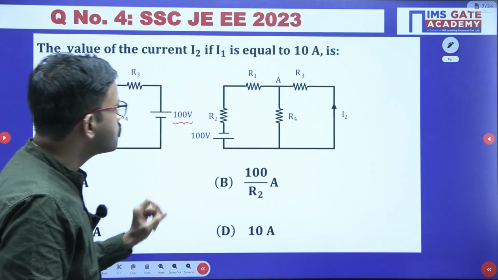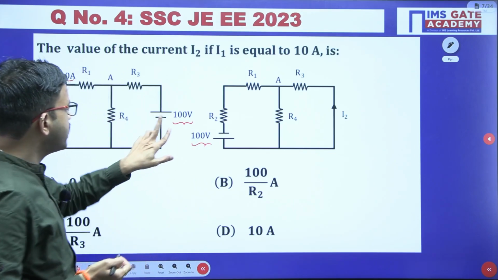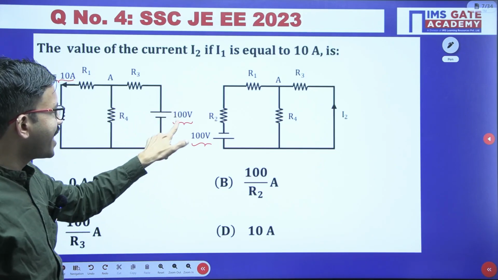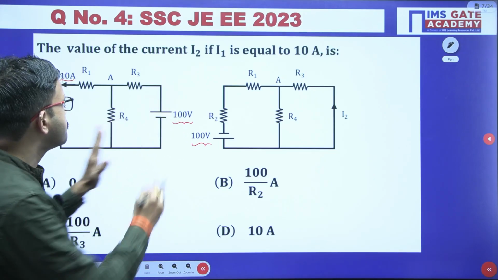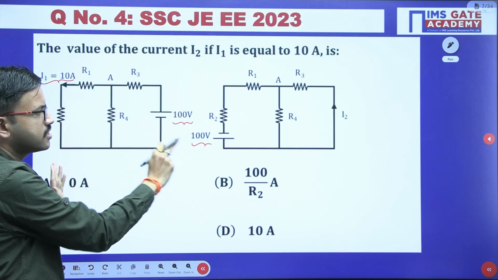Now the question is they have kept the 100 volt source here. That means they have interchanged the source and response. Now you can observe the source is actually present here. From the last stage they have connected it as at the starting stage.